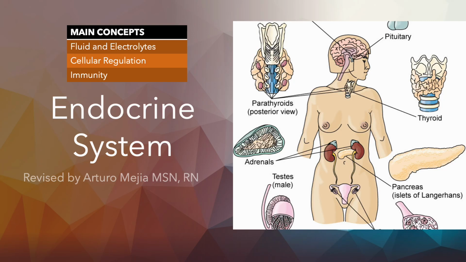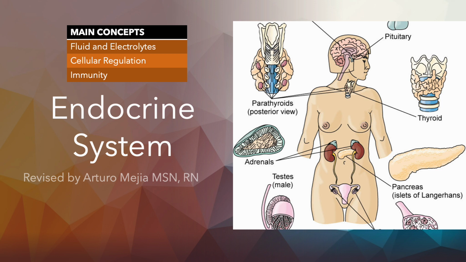Hello class, we are going to move on to the endocrine system here. The endocrine system is composed of many different glands in your body that work together to create a balance. And I like to kind of think of this as like a spider's web.